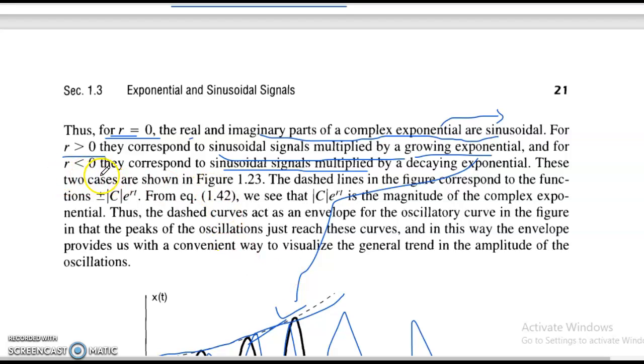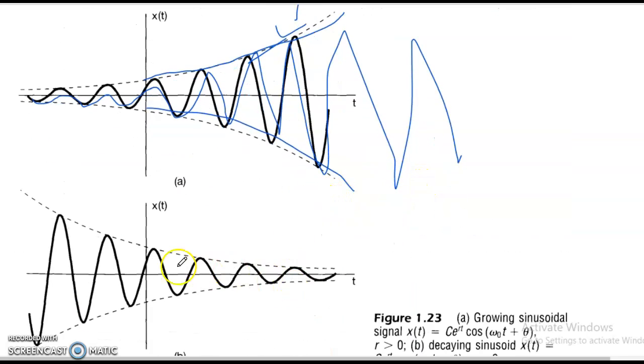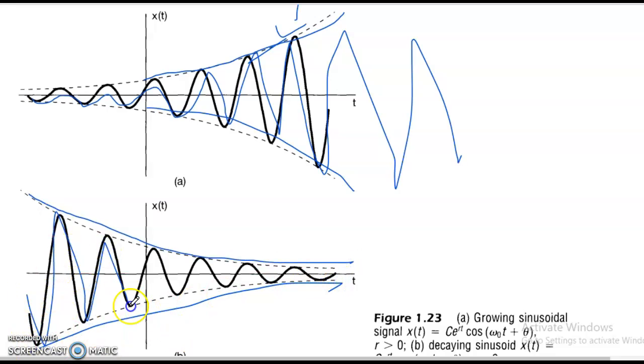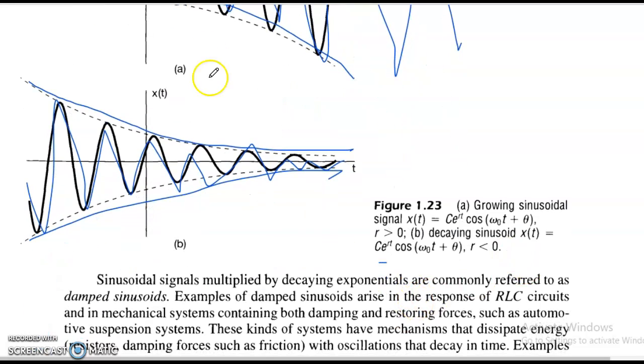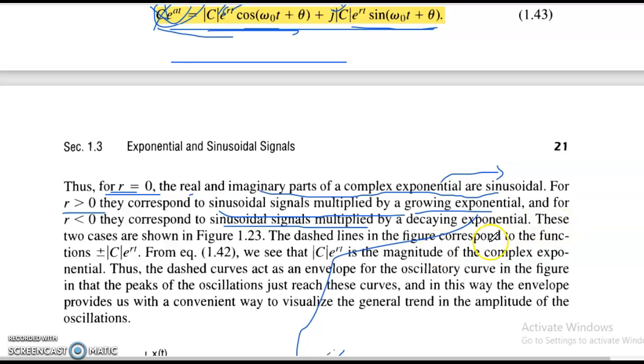When r is less than 0, it corresponds to a sinusoidal signal multiplied by a decaying exponential. Here it is decaying. These two cases are shown in figure 1.23.